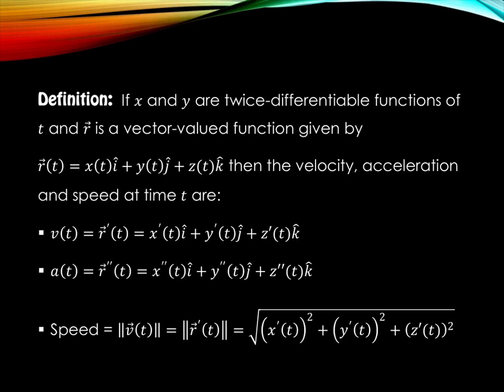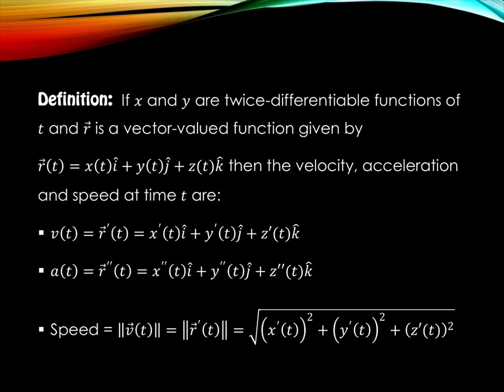Acceleration, same thing, but it's the second derivative of each of those components. And then speed is the magnitude of velocity. So the magnitude of v of t or the magnitude of r prime of t. And that is the square root of each of the components squared. So the square root of x prime t squared plus y prime t squared plus z prime t squared.